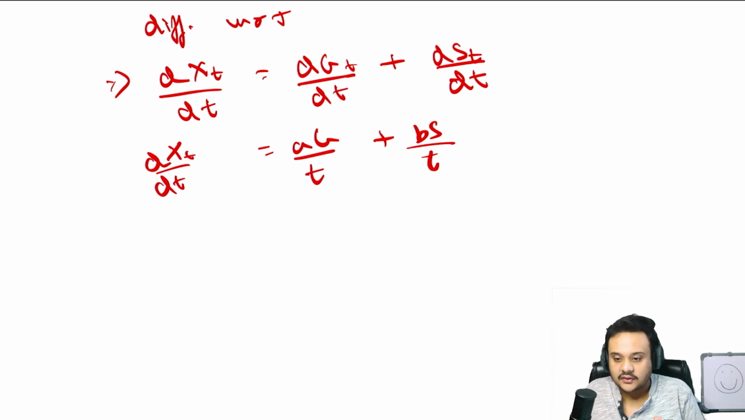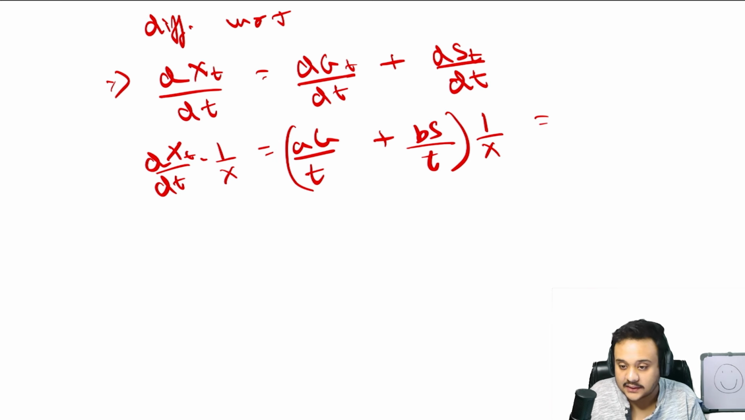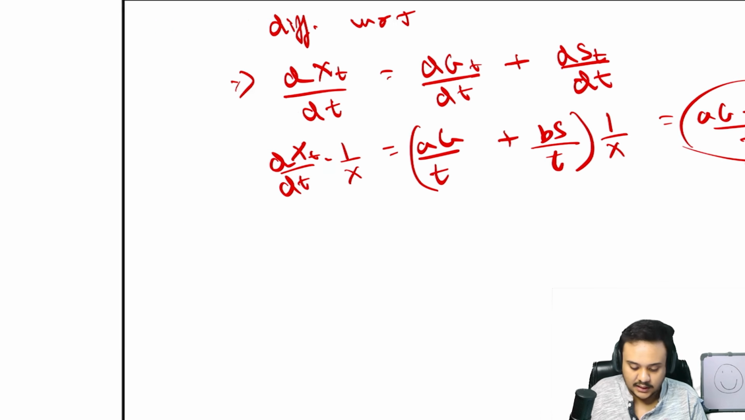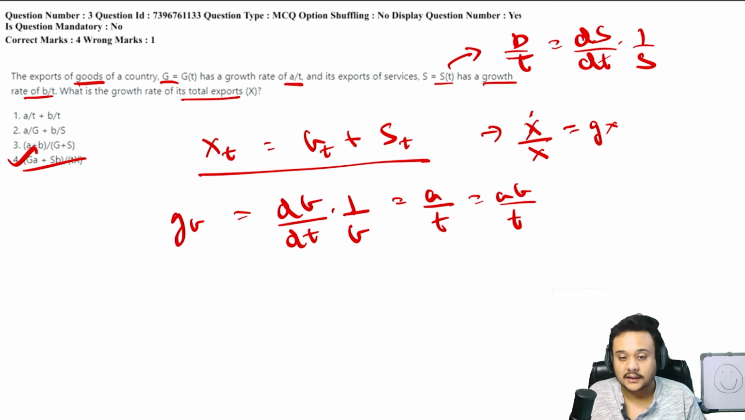Now you already have the value. Only one more thing that you cannot forget is that we also had a 1 by x here. So we just multiply 1 by x on both sides and you have the answer. That is literally just your answer, ag plus bs upon tx. There you go. Let us match this with the options. The fourth option is your right answer.